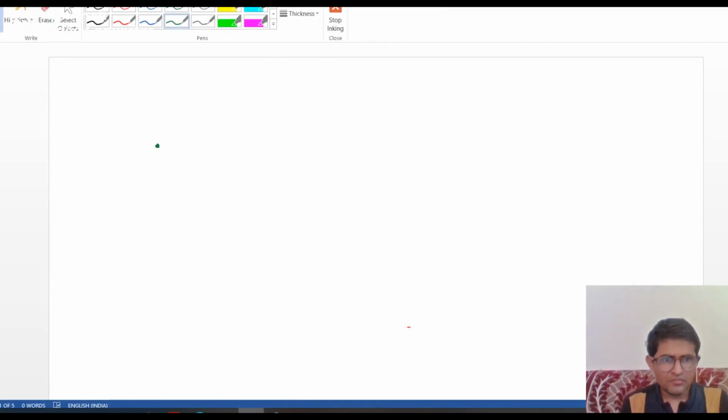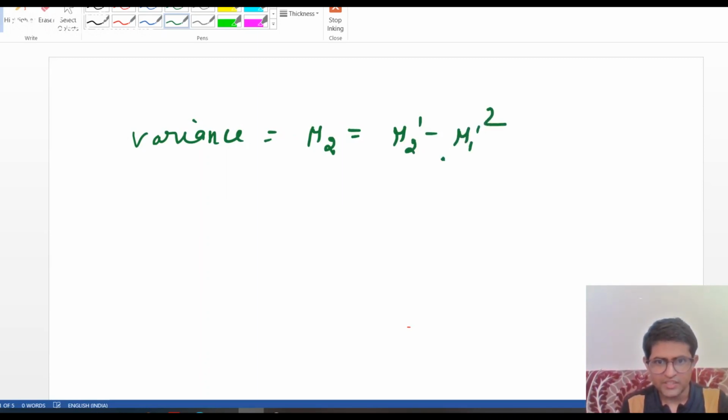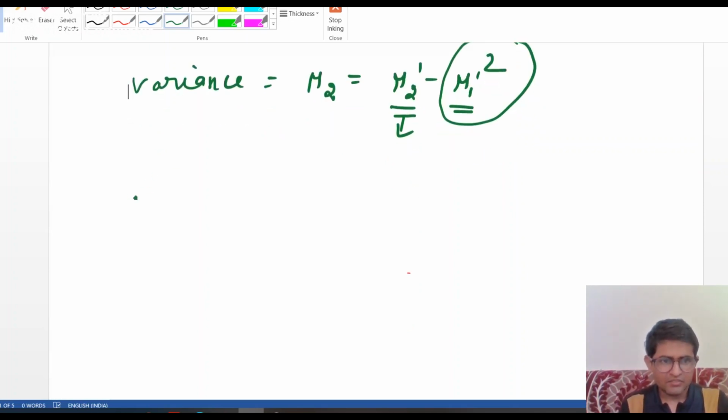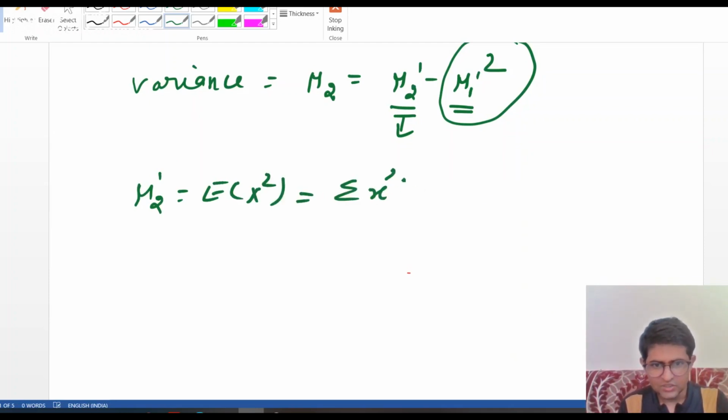Now, we know that variance is equal to mu2, which is equal to mu2 dash minus mu1 dash square. We have the value of mu1 dash, but we do not have the value of mu2 dash. So first find mu2 dash, then calculate variance. We know that mu2 dash is the expected value of x square, which is the summation of x square and the probability of the random variable x.